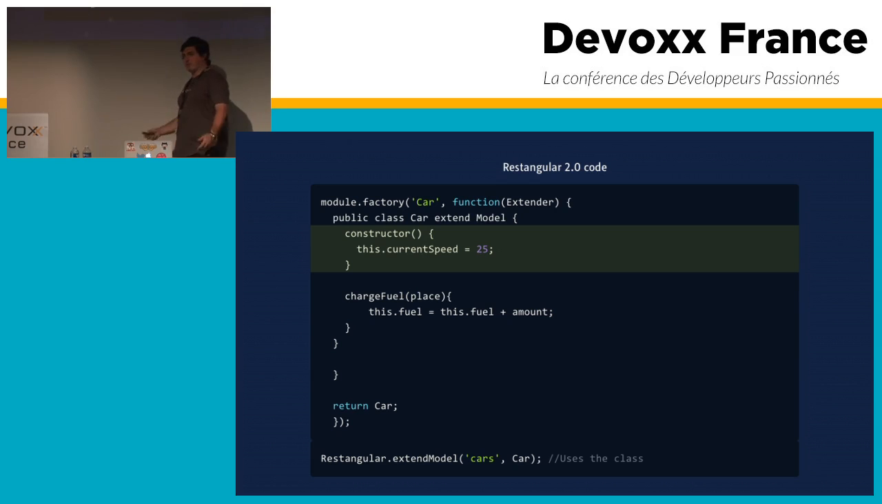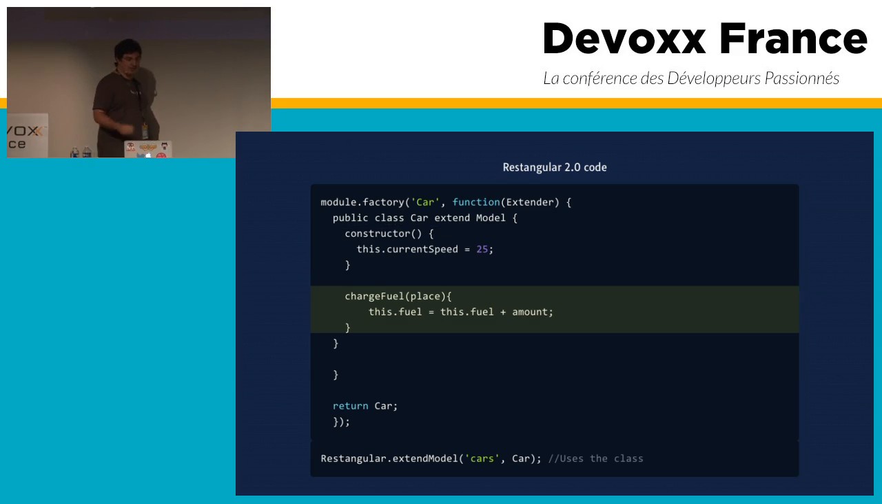Inside there, I first have a constructor, I'm setting the speed, and I'm also creating this charge fuel method, which will just add fuel. And then the cool thing is that in the last line, what you can see is that Restangular.extendModel will just receive the resource name and the class. That class must inherit from model, but you can add whatever class you want.